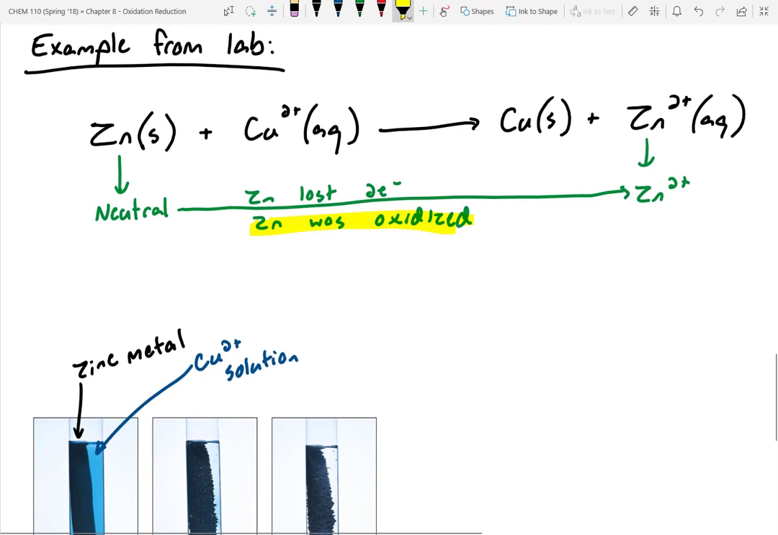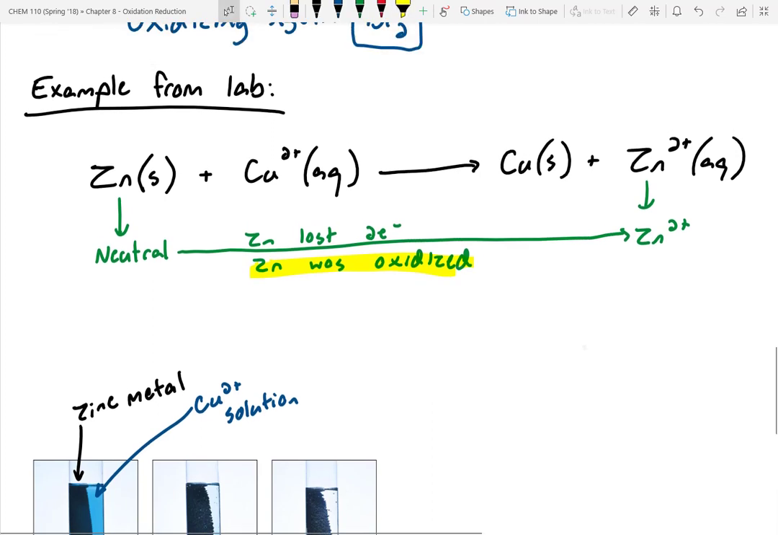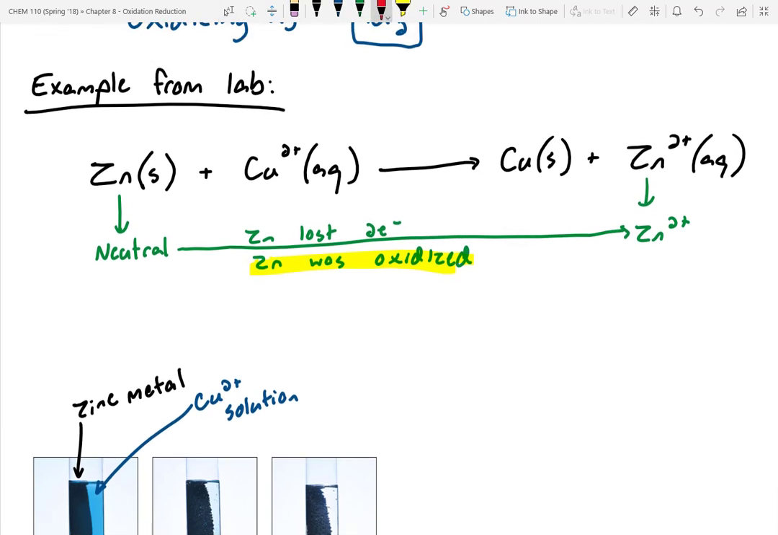Now we'll focus on the copper. Intuitively, we know it must be reduced because it's got to match that oxidation. But up here, we went from copper 2 plus to copper that was neutral. And you can see that the copper, in this case, gained 2 electrons. That means copper was reduced. So I'll just highlight this for the time being.